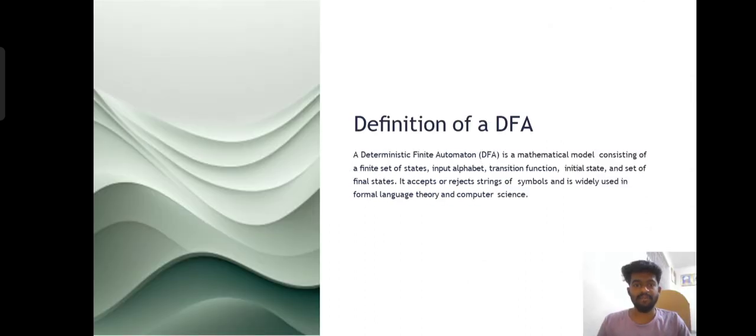Definition of a DFA. A deterministic finite automaton, or DFA, is a mathematical model consisting of a finite set of states, input alphabet, transition function, initial state, and set of final states. It accepts or rejects strings of symbols and is widely used in formal language theory and computer science.